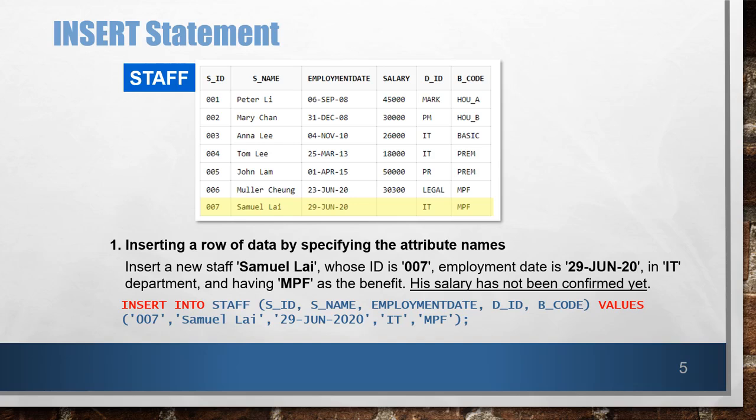007 is the value for the SID column. Samuel Lai is the value for the SName column. 29 June 2020 is the value for the employment date column. IT is the value for the DID column, and MPF is the value for the BCode column. Because we do not provide the value for salary, the salary of Samuel is null at this moment.